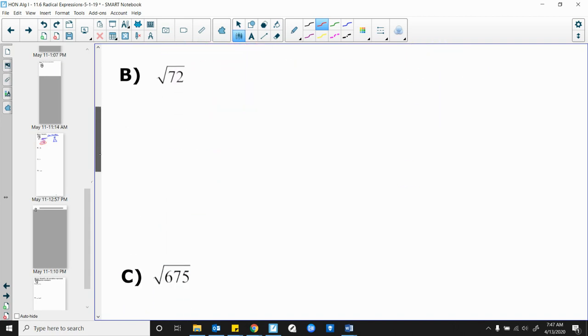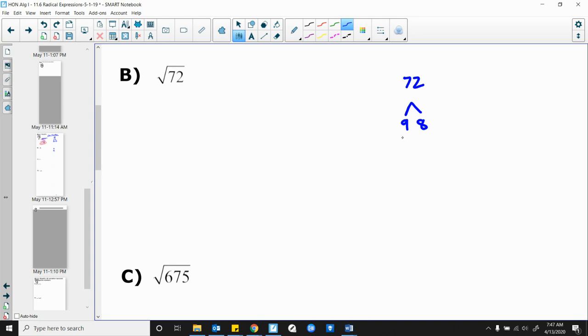Moving on. We've got the square root of 72. Same thing here. I'm going to write my factor tree. Then we're going to think of things that multiply to get us 72. In this case, I'm going to roll with 9 and 8. Oh, I can't see my thing right now. 9 and 8.